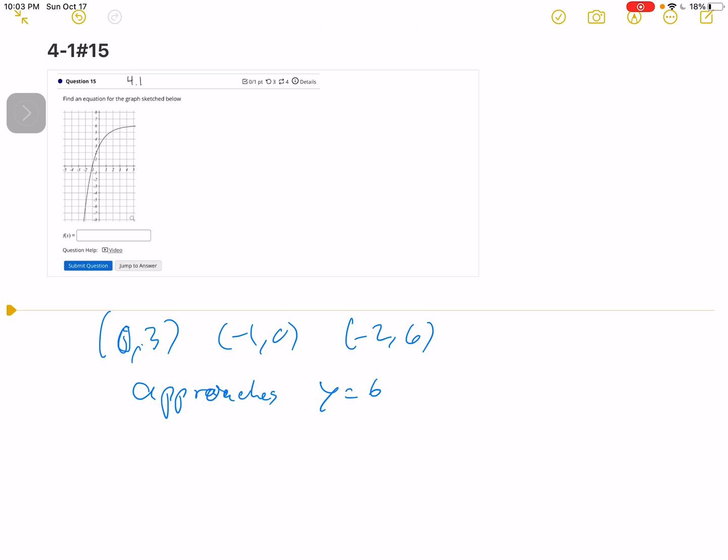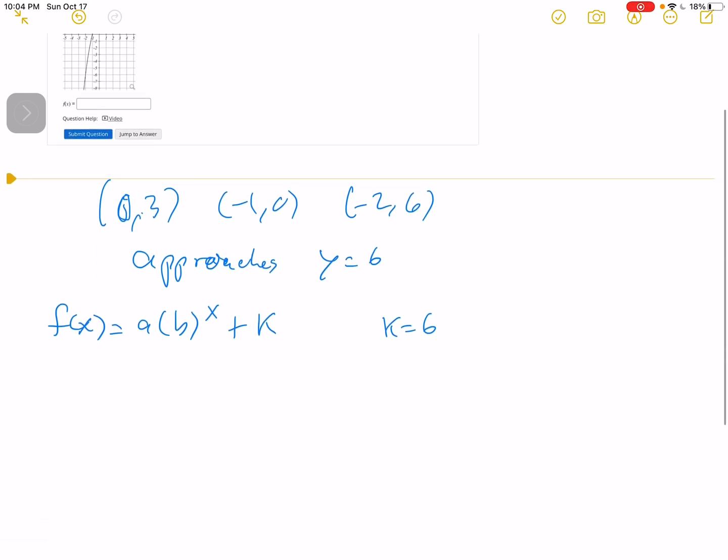So we're going to start off with the formula f of x equals a times b to the x plus k. And the k in this case would be 6 because that's what it's approaching. Normally it would be approaching the x-axis, or y equals 0. But we don't have that because it's shifted up, so it's approaching y equals 6. So right off, we know f of x equals a times b to the x plus 6.